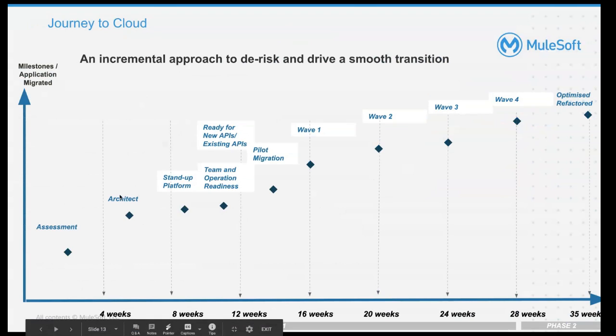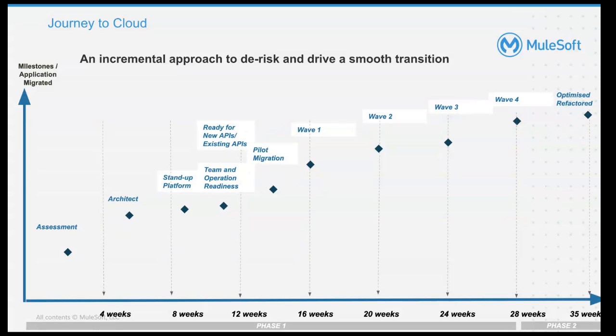Next is architecting and setting up the platform. Make sure that the architecture for your CloudHub fits all the security adherence and whatever requirements your network team or your development team has. Make sure that all those are taken into consideration when you set up your platform.